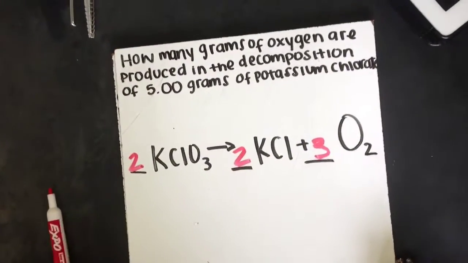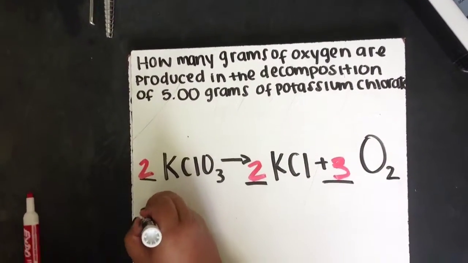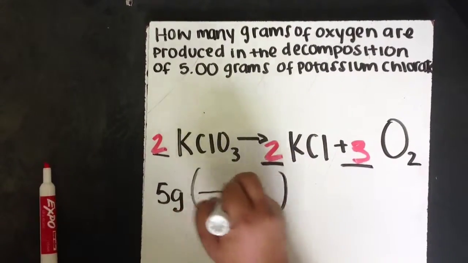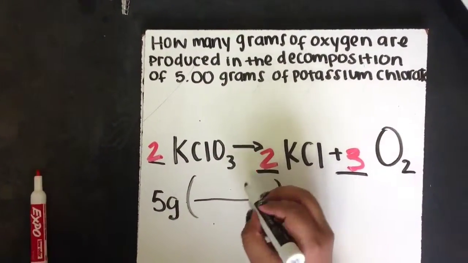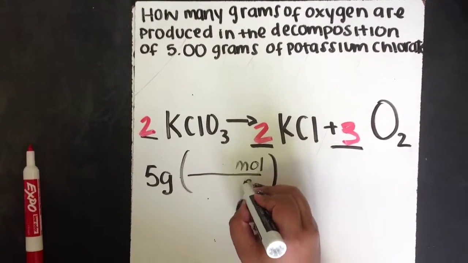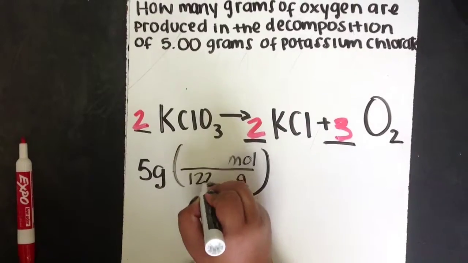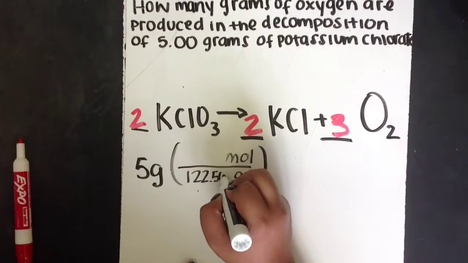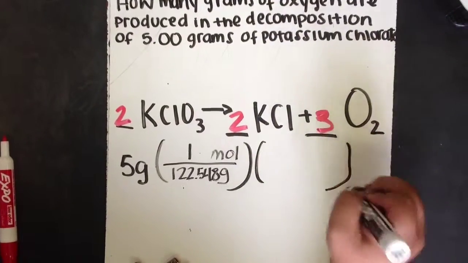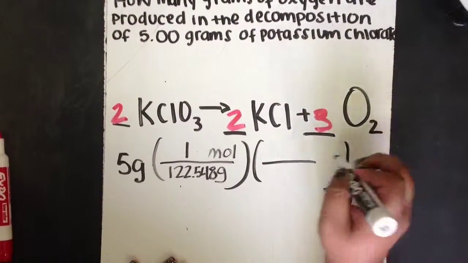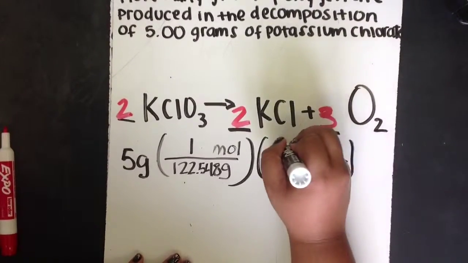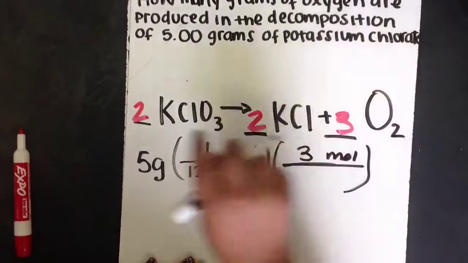Now, you start with 5 grams of potassium chloride, and you gotta convert that to moles. Moles divided by the molar mass of KClO3, which would be 122.548. Now you gotta convert that to moles of O2, which would be the molar ratio, which would be 3 moles of O2 over 2 moles of KClO3.